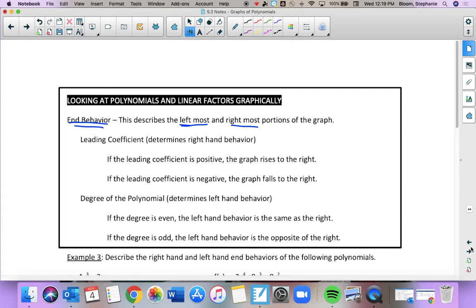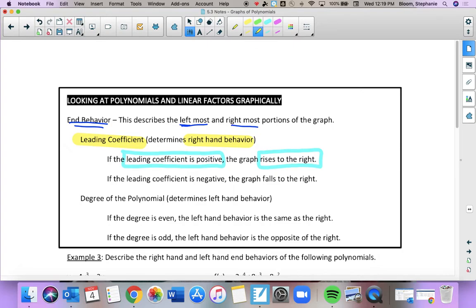So the first thing is your leading coefficient. Okay, so the leading coefficient is going to tell you what your right side is going to do. And this is something you're going to need to memorize, but you're going to want to have this out when you're doing your homework and when you're studying. So here's how it works. If my leading coefficient is positive, then the right side of my graph is going to rise.